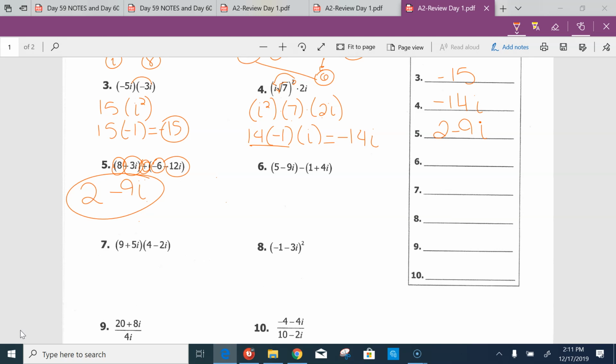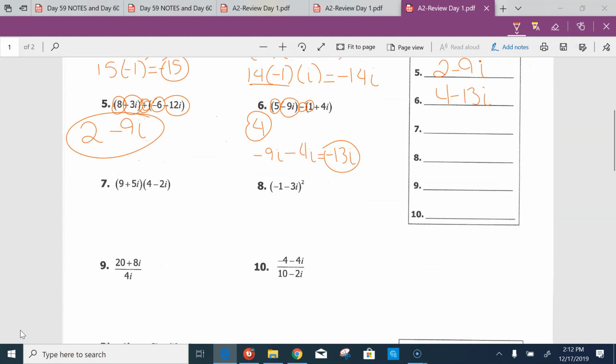This one's going to be more of combining like terms. 5 minus 1 gives me a 4. Negative 9i, right on the bottom, minus 4 more i's. Negative 9 minus 4 more leaves you with negative 13i. So I have 4, I have minus 13i, so I have 4 minus 13i. Remember, the real numbers go first, the imaginary numbers go second.